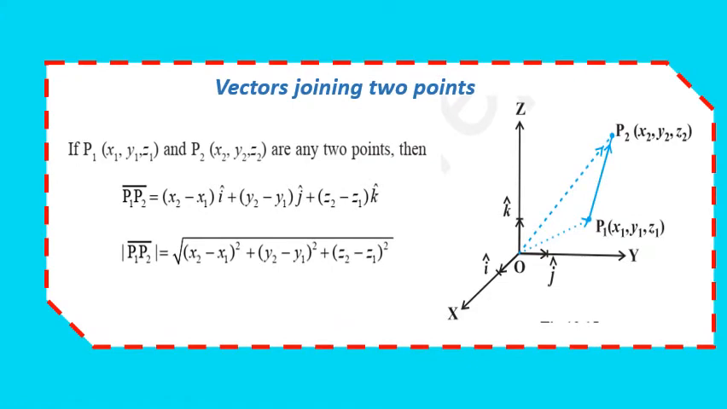Now if we have two points P1 and P2 and we have to find the vector joining these two points, then the vector P1P2, where the initial point is P1 and the terminal point is P2, is given by (x2 minus x1) i plus (y2 minus y1) j plus (z2 minus z1) k, and the magnitude is obtained by the distance formula. So the magnitude of P1P2 will be equal to the square root of (x2 minus x1) squared plus (y2 minus y1) squared plus (z2 minus z1) squared. Clear? So if we have vector P1P2, then P2 is terminal and P1 is initial, so terminal minus initial. If we have P2P1, then P1 is terminal and P2 is initial. Remember this point. Okay, so pause and note down this point.